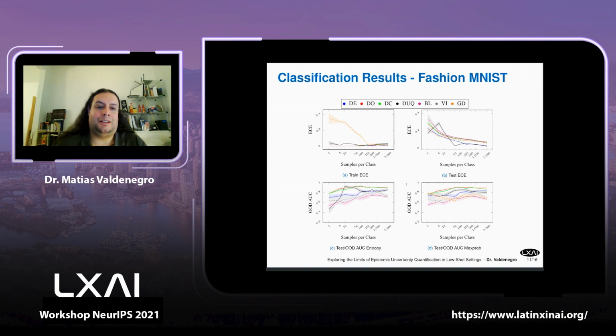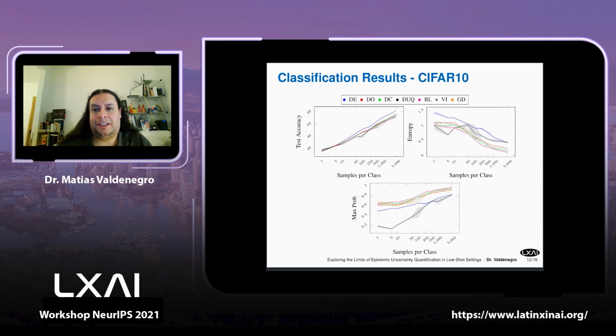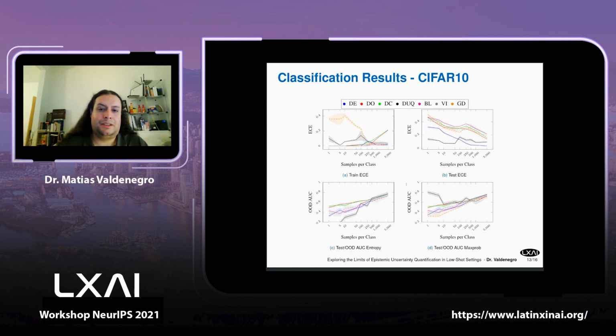how the model behaves. And we can see here now the results for CIFAR-10. So they are very similar. There is a linear relationship between accuracy and samples per class. Entropy also decreases. And also the maximum probability has basically the same behavior, that DUQ is less confident than the rest. And I think this is correct. And the other models, maybe they're being overconfident, which is also reflected by the expected calibration error and by the out-of-distribution area under the curve.